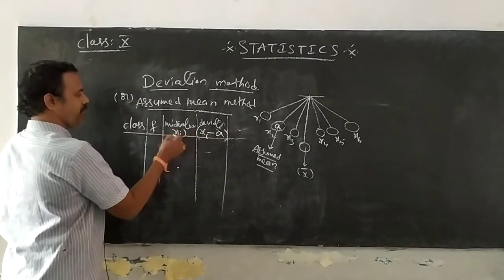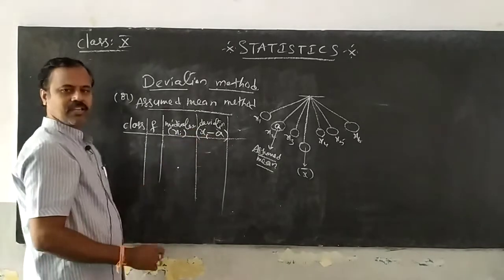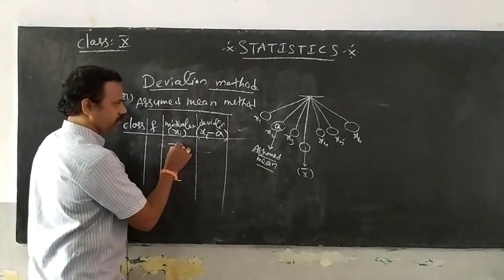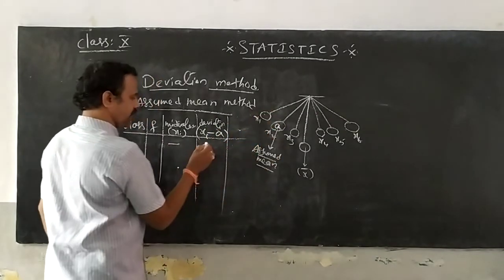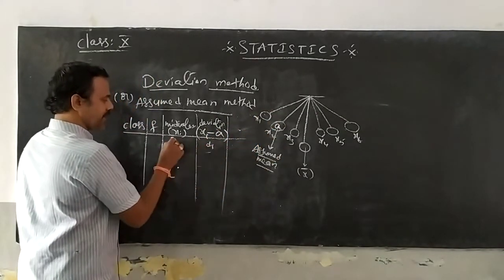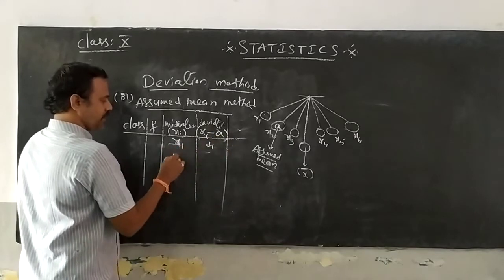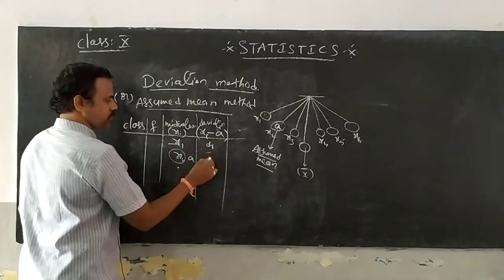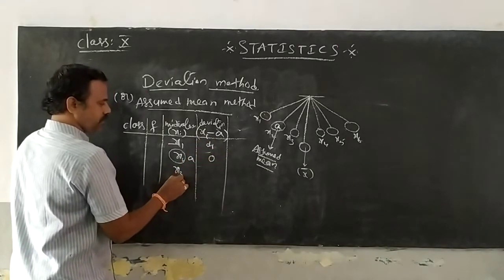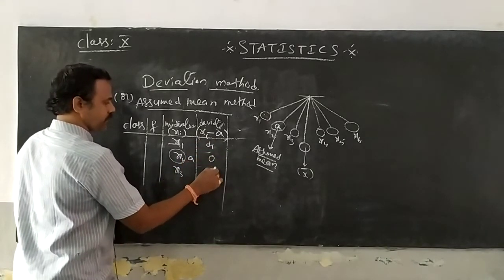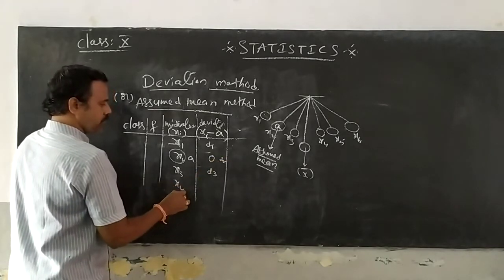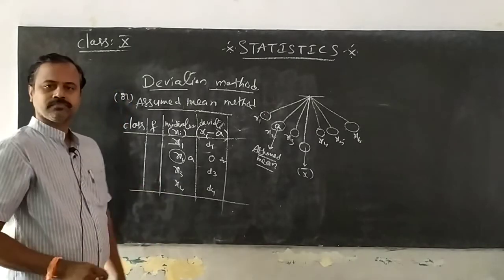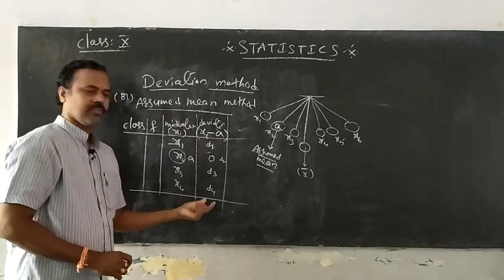xi is nothing but the mid value. xi minus a gives you the deviations. That means from the mid value x1 I subtract a and I get a value d1. x2 is considered as a, isn't it? So a minus a becomes 0. Now x3 minus a becomes d3, this is d2. x4 minus a becomes d4, and so on. Do you understand? Now you got the deviations.